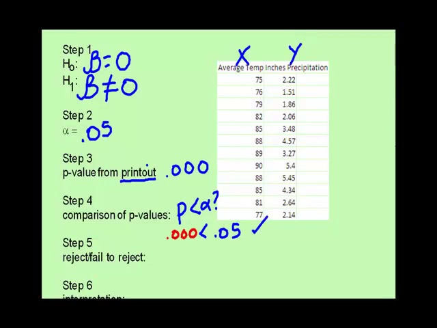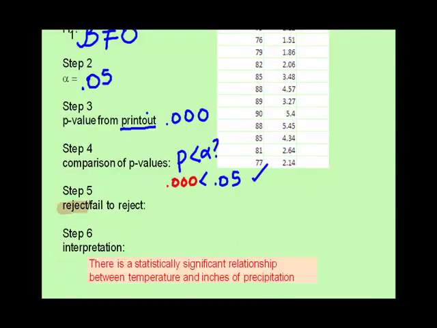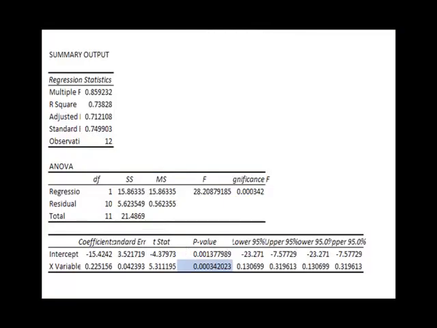Yes, it is. What are we going to do? Reject. Reject the null. The null, that there is no relationship, is wrong. So our interpretation: there is a statistically significant relationship between temperature and inches of precipitation. Temperature helps predict precipitation. Once we know that we have a statistically significant relationship, we go back to the coefficients to make that prediction with y equals mx plus b.